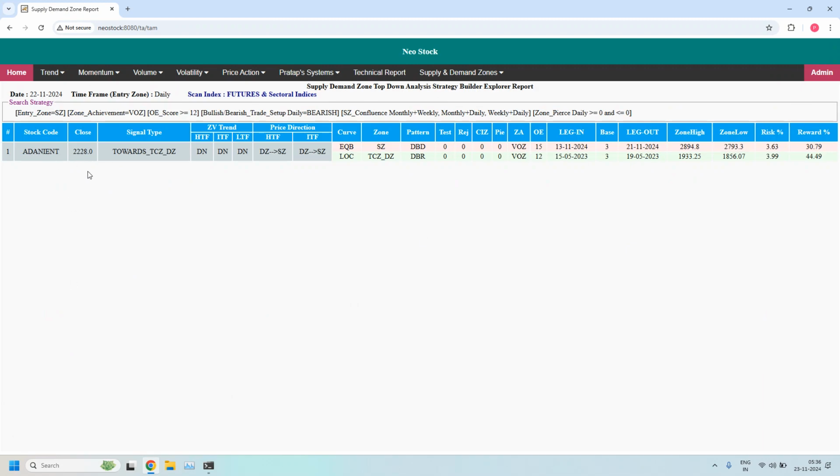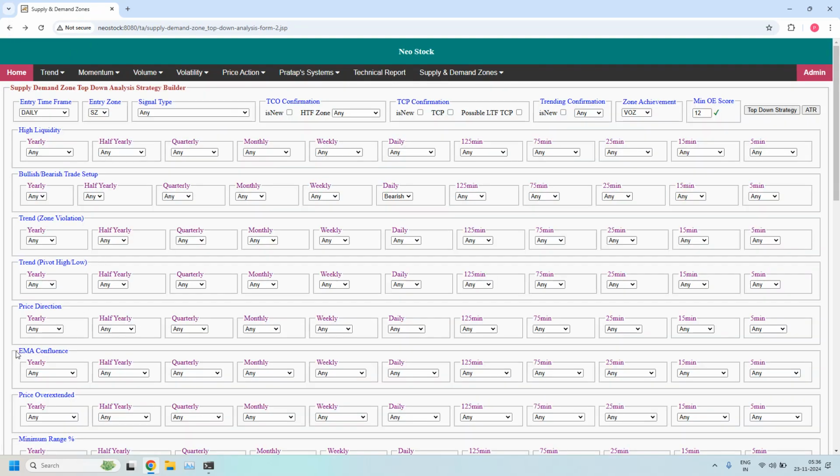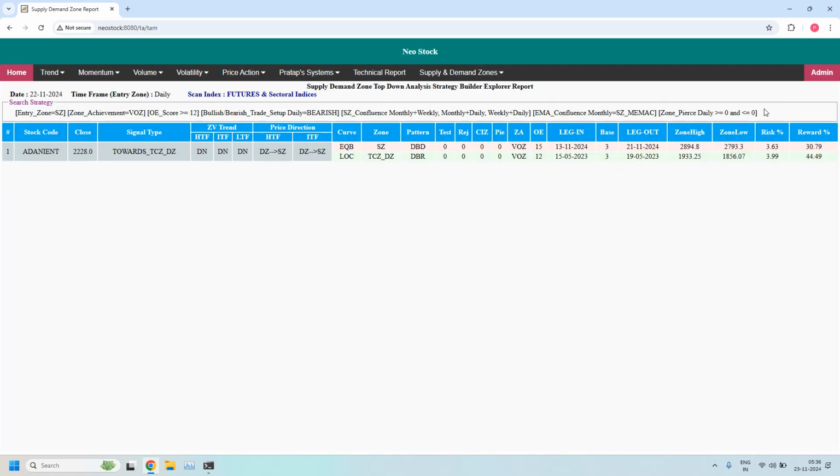Adani Enterprises, this is already having weekly EMA confluence. Let us check if this is also having monthly EMA confluence. Even if it is not having, it is a high probability trade setup. So in the EMA confluence, monthly time frame, monthly supply zone having monthly EMA confluence, because daily and weekly together part of the monthly zone. Oh, it is also having monthly EMA confluence. Excellent.